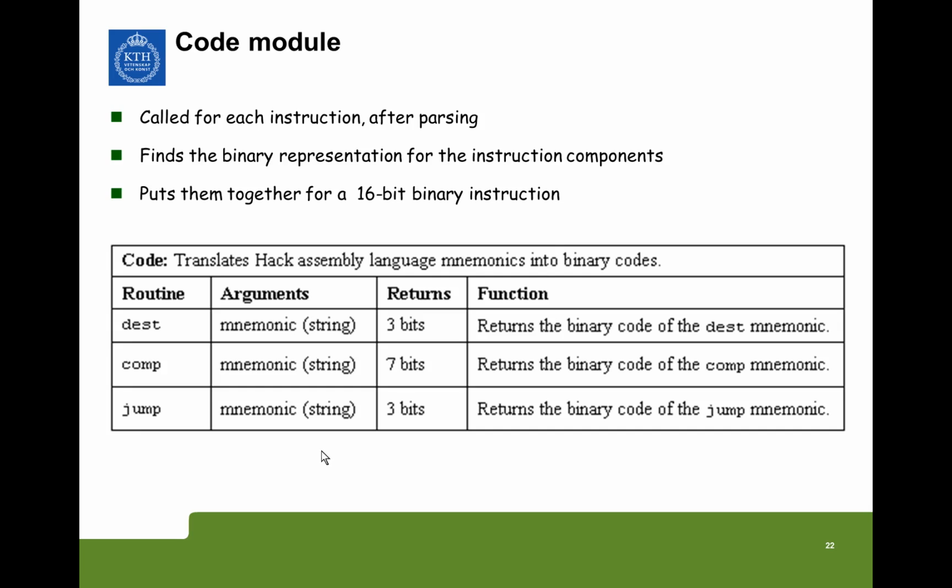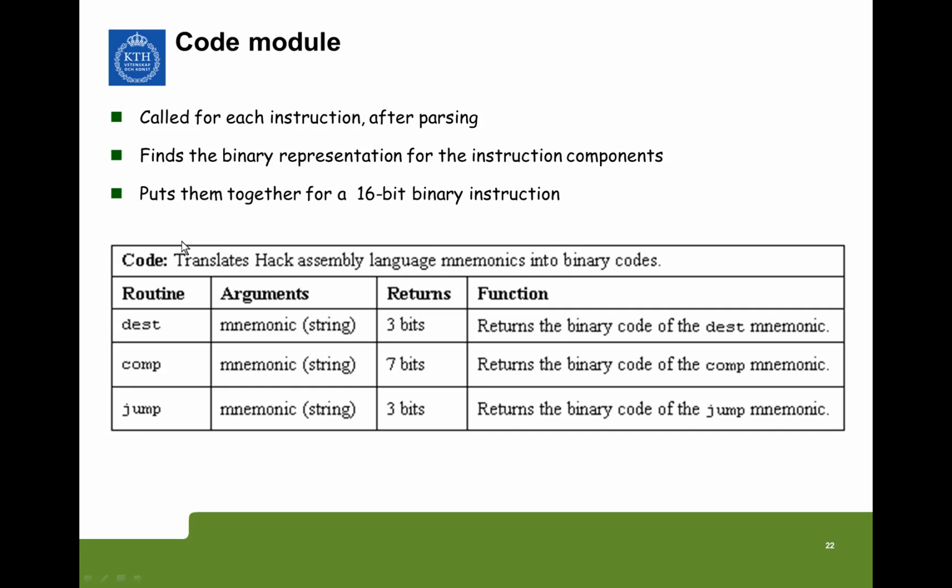Code module. Right, the code module will be called for each instruction after the parsing step, and it simply has to find the binary representation for the components of the instruction, right? These components have been found in the parsing step. Simply put them together then into a binary instruction.